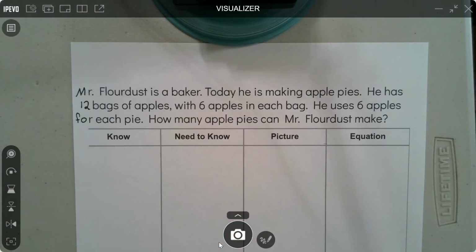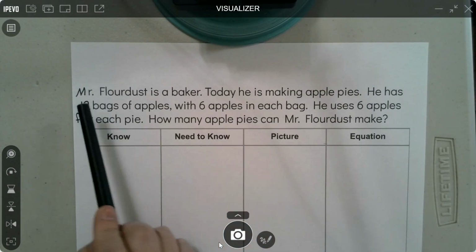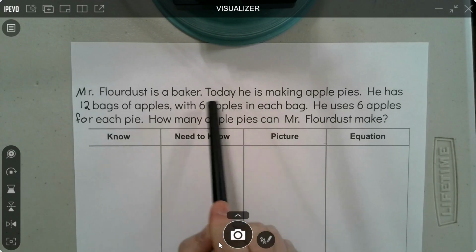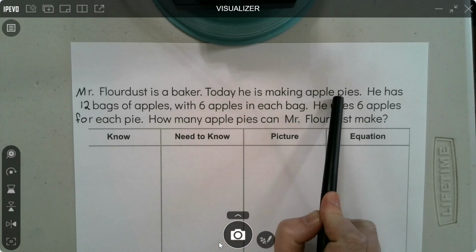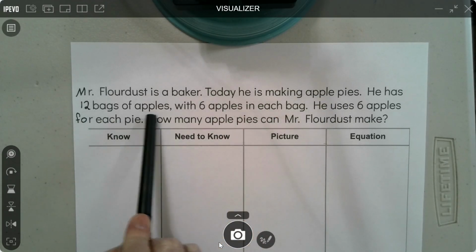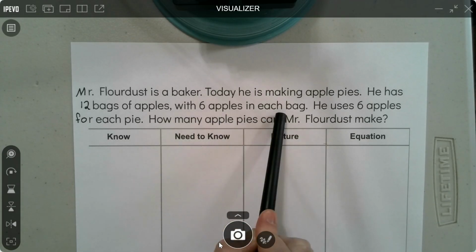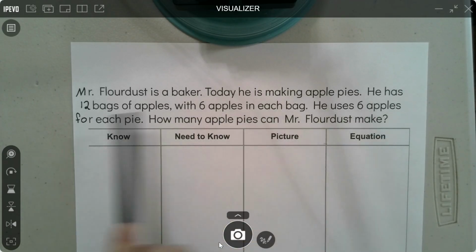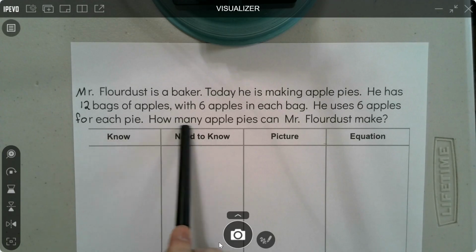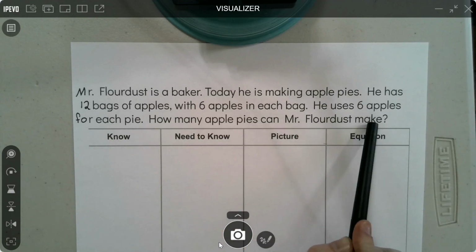All right, so let me read the word problem to you. Mr. Flower Dust is a baker. Today he is making apple pies. He has 12 bags of apples with 6 apples in each bag. He uses 6 apples for each pie. How many apple pies can Mr. Flower Dust make?